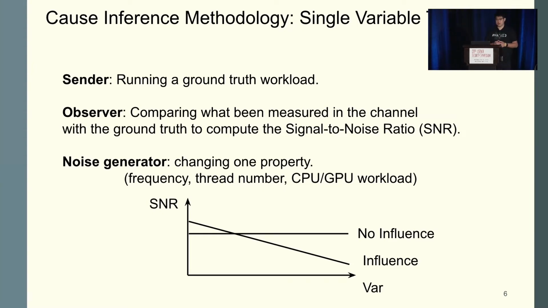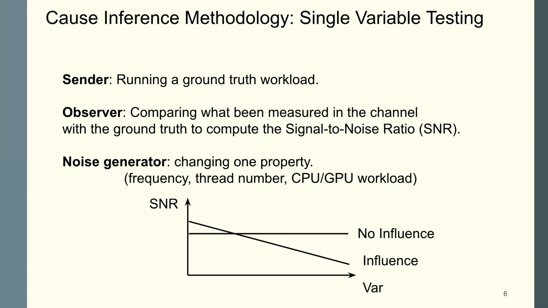We have three parts: sender, observer, and noise generator. The sender runs a ground truth workload. The observer compares what is measured in the channel with the ground truth to compute the signal to noise ratio, the SNR value. And the noise generator changes one parameter, like the frequency, thread number, CPU, or GPU workload.